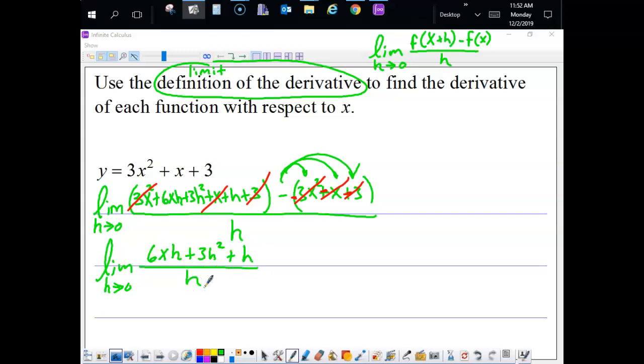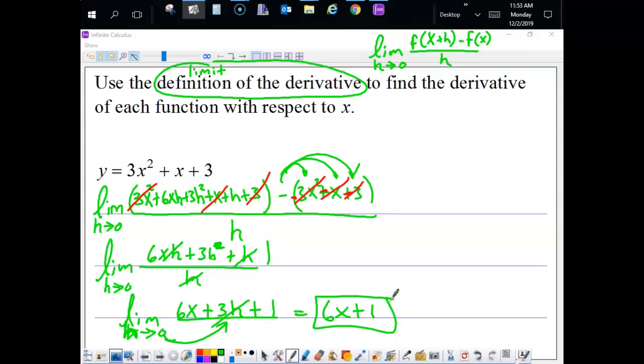And now we're going to reduce. So what I can do is I could divide this h into each one of these. So if I divide h into here, I lose that h. If I divide h into here, we lose one of our h's, so it's just one h. And if we divide h into this, it becomes 1. And so now we have 6x plus 3h plus 1. And then after that, you go ahead and do your direct substitution. So, oh, this is supposed to say h is approaching 0. So I'm going to plug 0 in for h. This goes away. Final answer is 6x plus 1.